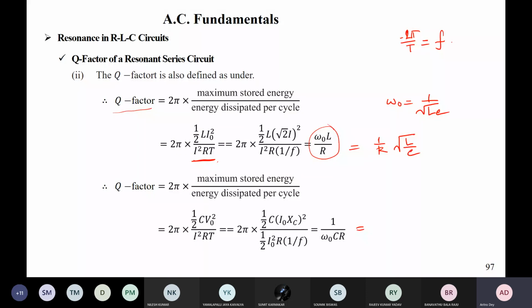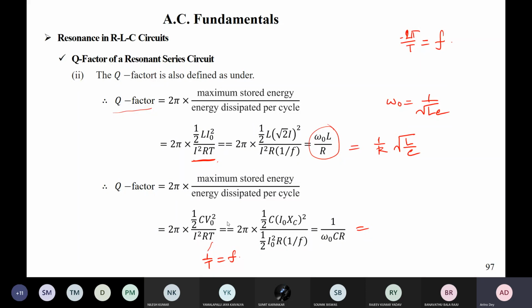Similarly, in the case of the capacitive circuit, from the point of view of the capacitive part where energy is stored in the capacitor, this is equal to half C into V0 square, and V0 is equal to I0 into XC. This is the drop across the capacitor. We should write it as VC0 square here somewhere. So this is how you can get the expression of the quality factor once you do the adjustment of T as 1 by T is equal to F, and then in that way.